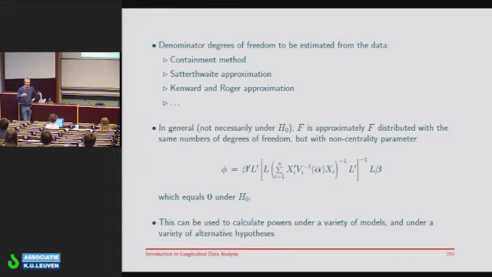Here the result is that this F statistic from the previous page follows approximately an F distribution with degrees of freedom equal to the rank of L for the numerator, and then the denominator degrees of freedom needs to be approximated using any of these methods, and then with this non-centrality parameter. Well, that's basically all you need to do your power analysis. If you know the distribution under the alternative, you can do your power analysis.